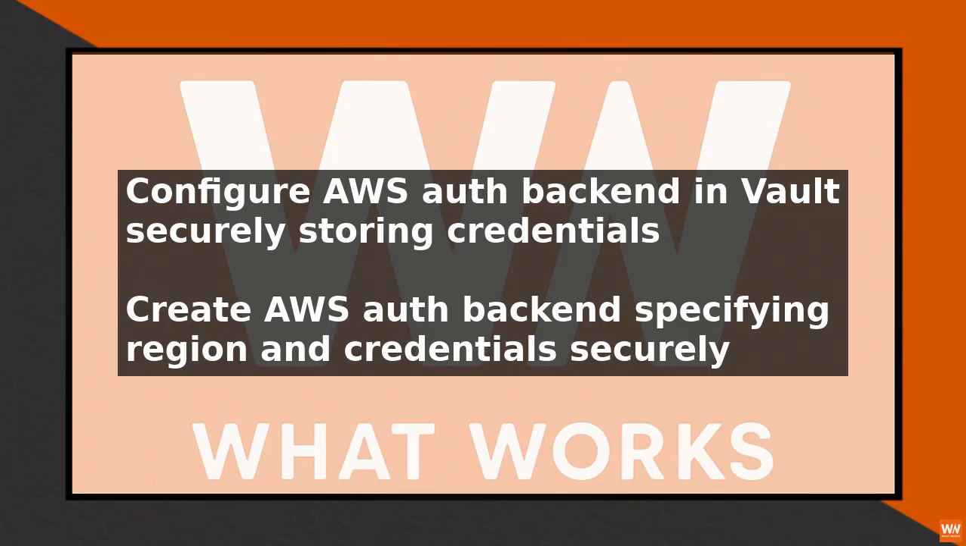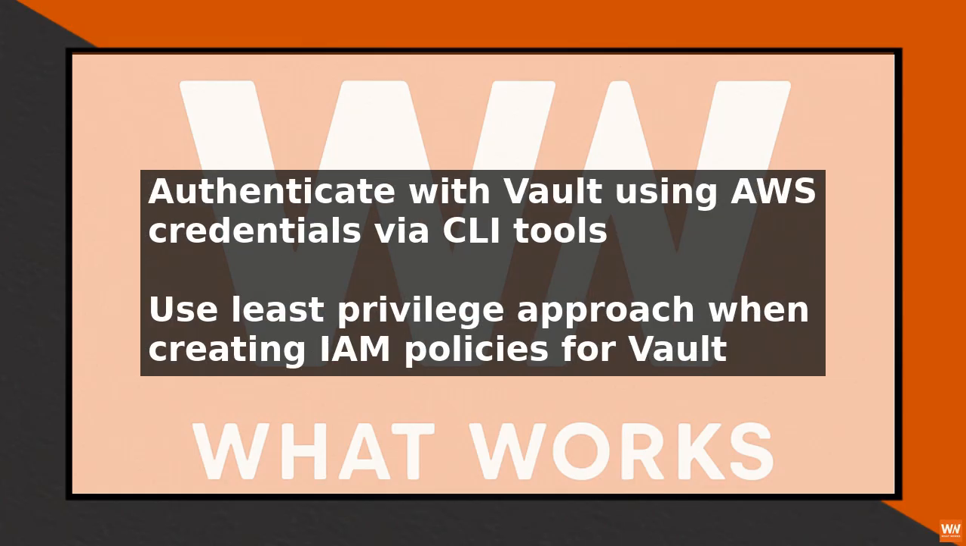The first step is to configure the AWS Auth backend in Vault. This involves creating an AWS Auth backend and specifying the AWS region and credentials. It is essential to use a secure method to store AWS credentials, such as using IAM roles or environment variables.